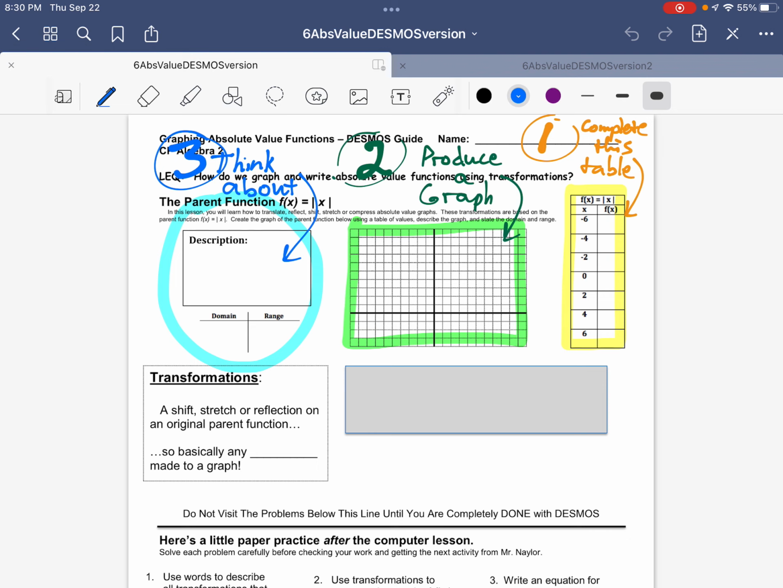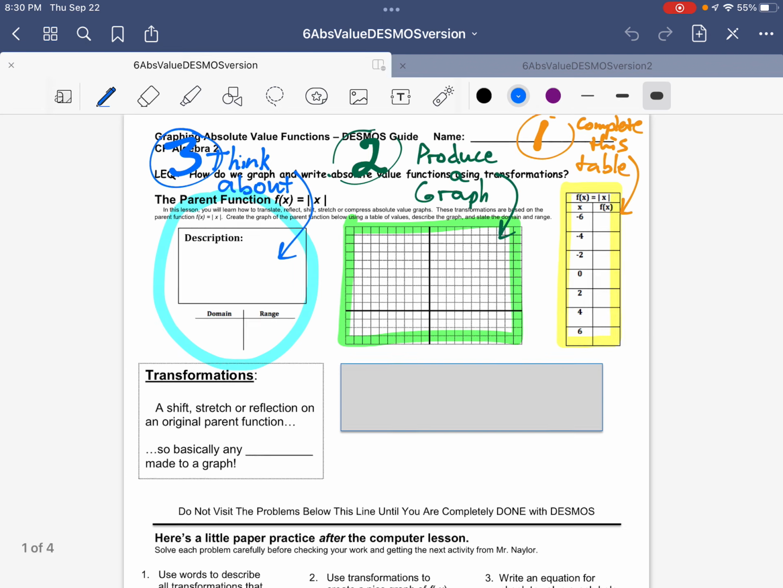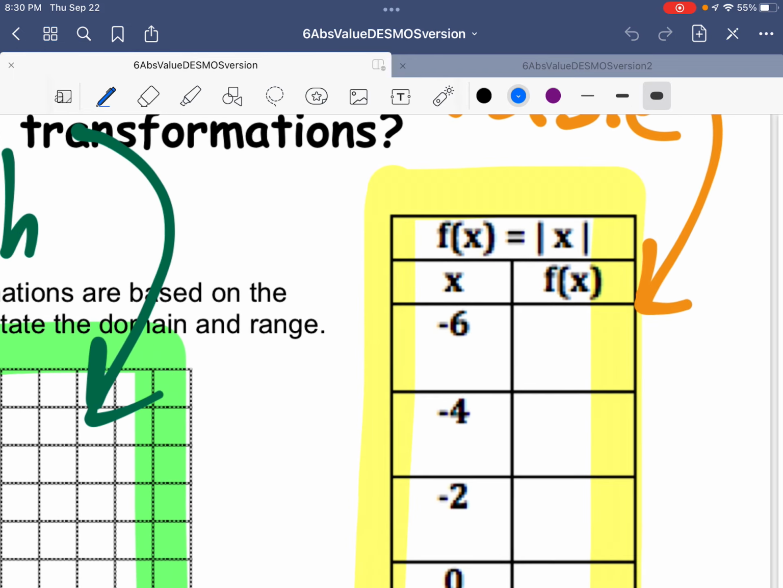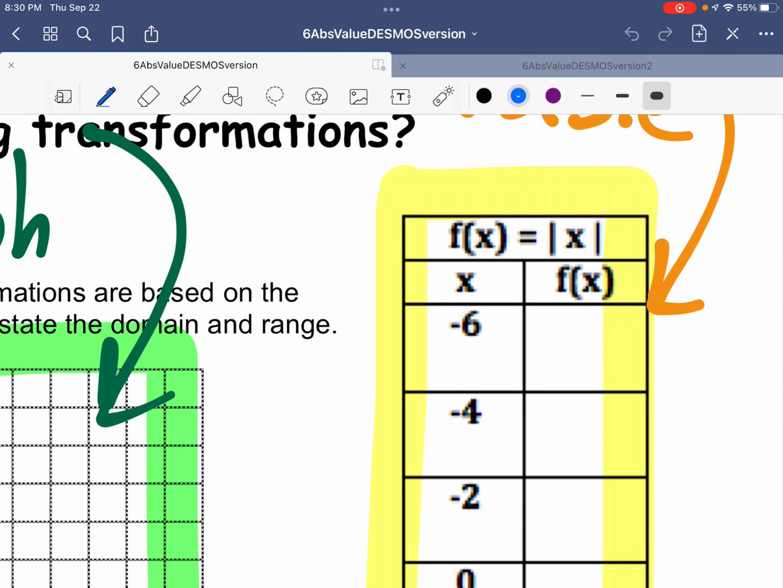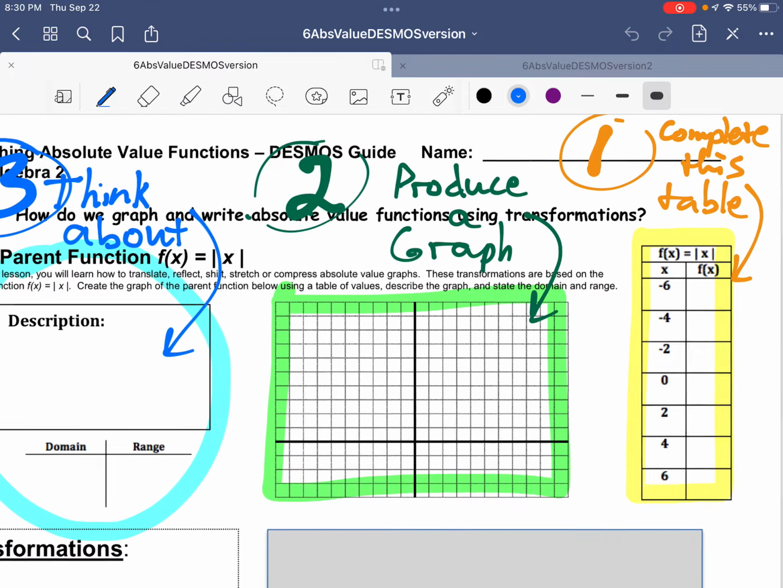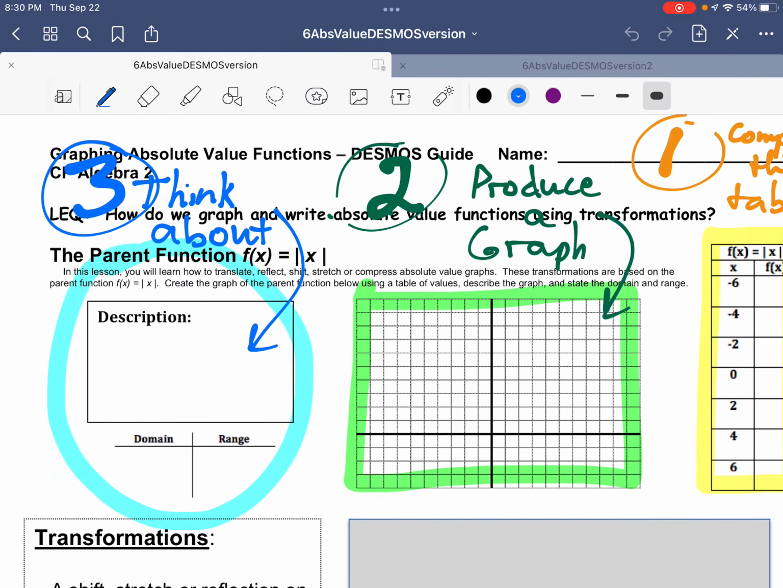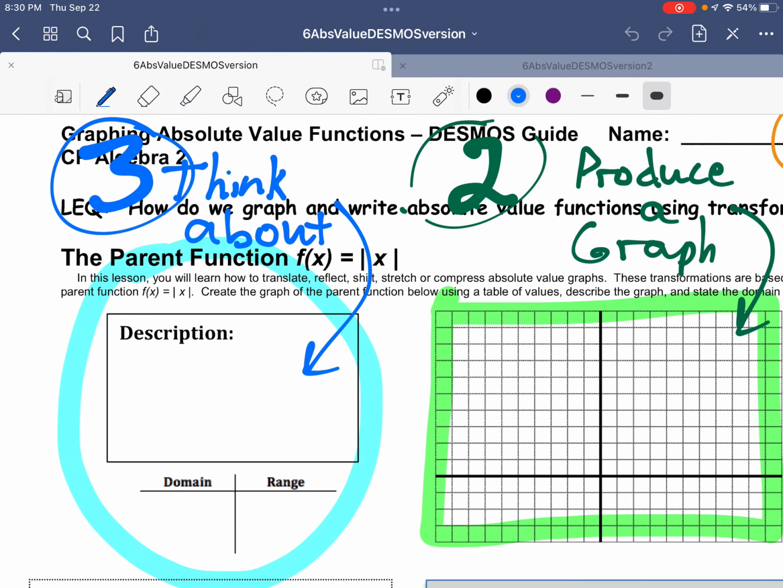And so anytime you're introduced to a new graph, you want to make a table of values. So that's the first thing that you're going to do. Notice that you're plugging into the absolute value function. After you make that table of values, you want to graph it. And then you're going to see something. You're actually going to see quite a few things that are kind of neat and special. And that's what you want to do to get started.